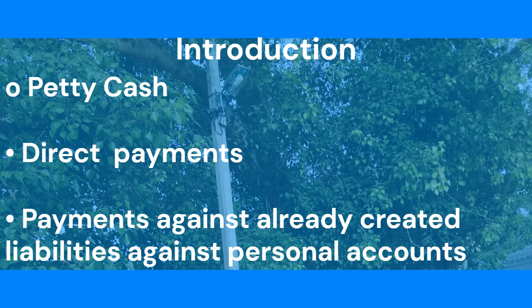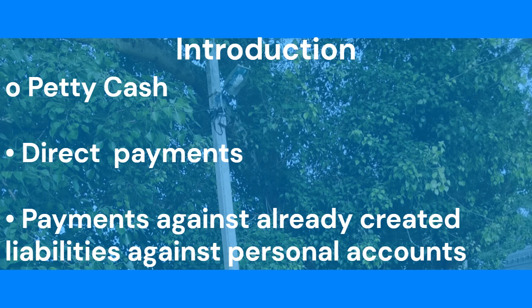Payments in an organization can be categorized into three categories. 1. Petty cash. Payments of small amounts disbursed as reimbursement after the payment is made by someone else. 2. Direct payments. Payment is requested and disbursed after appropriate approval for expenses or to personnel. 3. Payments against already created liabilities against personnel accounts.